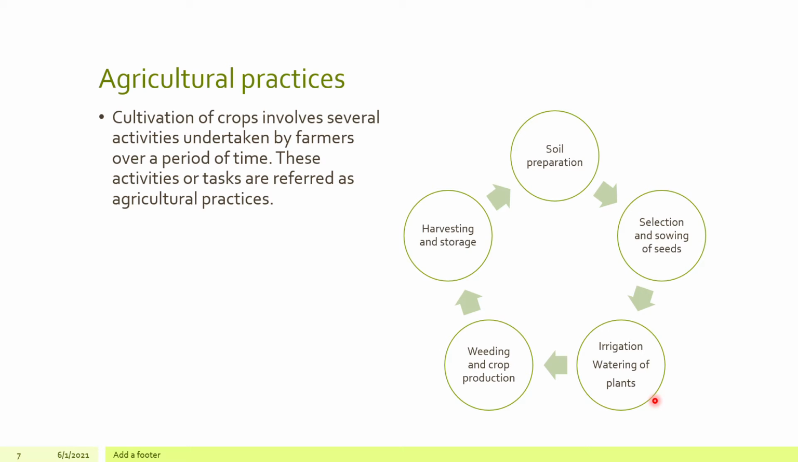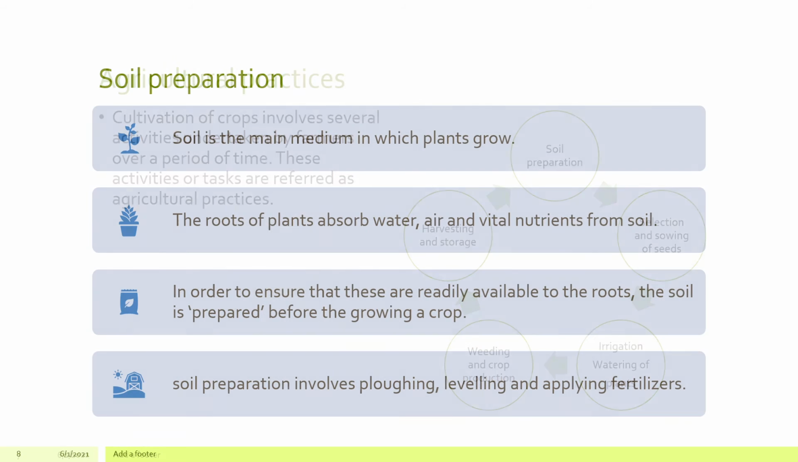What is irrigation? Watering the plants, how much water should be given to the plants, and so on. Then weeding or crop protection, then harvesting and storage. These are the five main steps, and we will study each step in brief. Don't worry, I'll put the next slide.